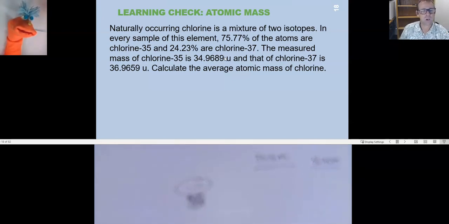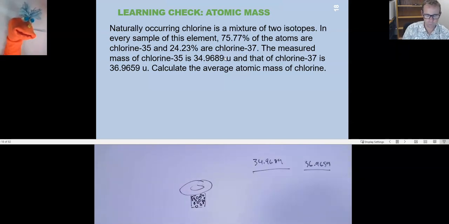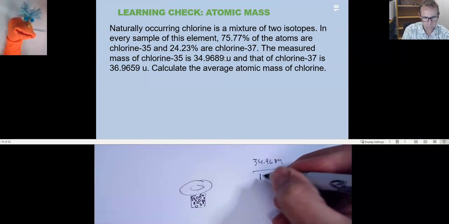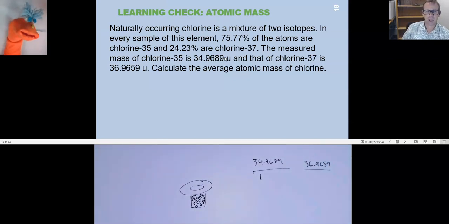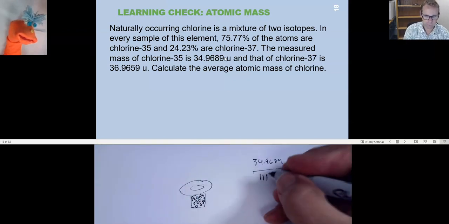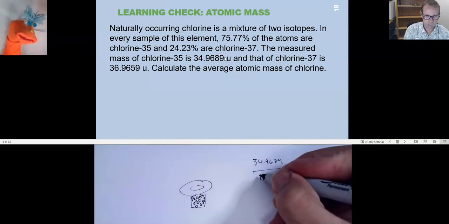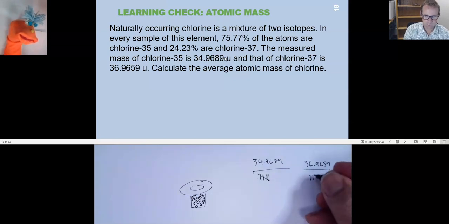Okay, so I pull the first one out and it has a mass of 34.9689. So I'm going to put 1 there. Pull the second one out, it has the same. Third one, same. Fourth one, now it's this mass, the 36.9659. I pull out the next one, it's this mass, the next one, this mass, the next one, that mass, all right?